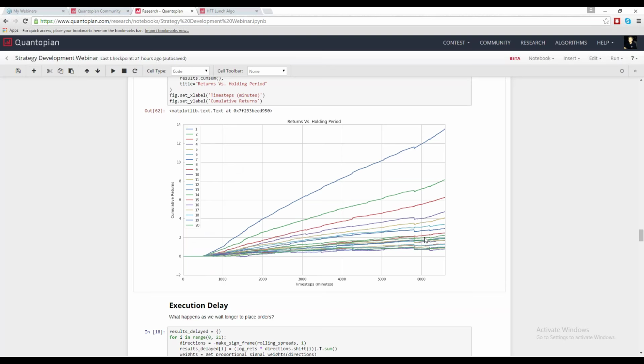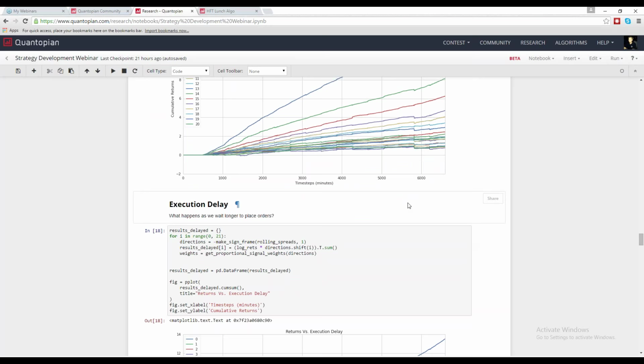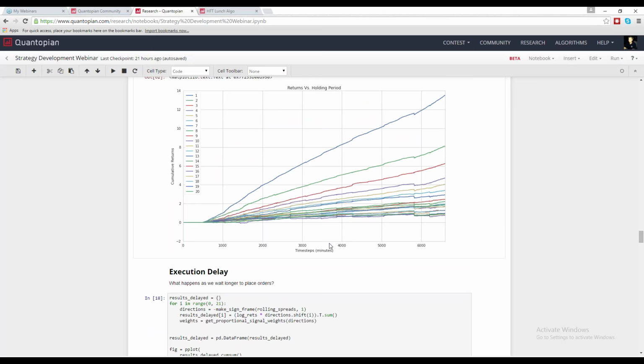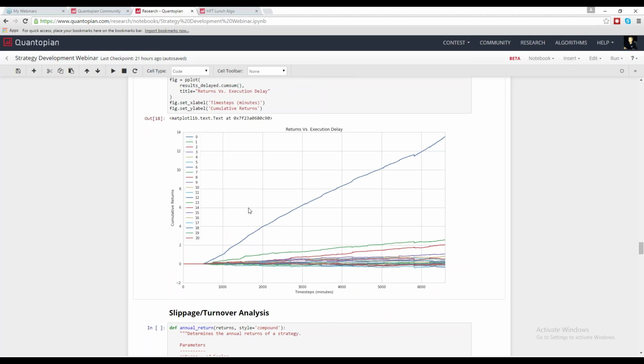And the next piece would be something like execution delay. What if I do the same thing, but rather than executing on the current bar, I, for some reason, don't get the fill and it goes through on the next bar? What happens there? And this one, almost immediately. So this is pretty highly dependent on being able to see a price, execute at that price, and not have any delay. And it looks like it almost immediately goes into a range that is highly undesirable.